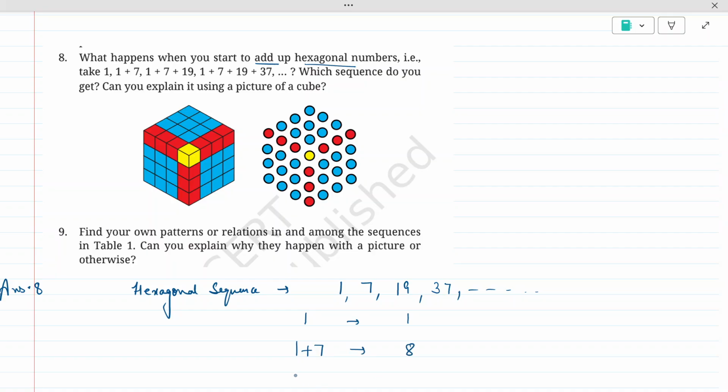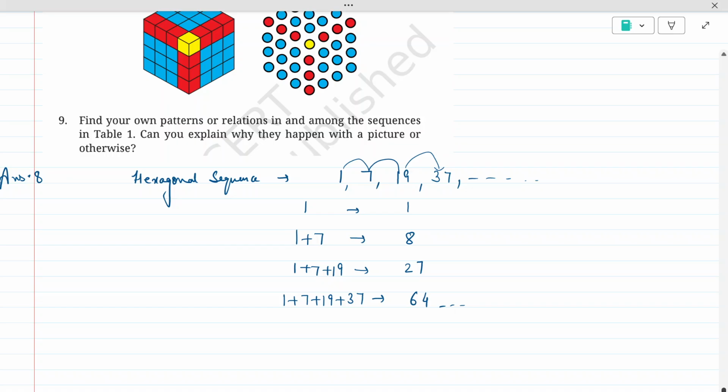Next we have 1 plus 7 plus 19. See, we are adding all these numbers up. First 1, then 1 plus 7, then 1 plus 7 plus 19. So here I will get 27. And then this number also we are going to add. So this will be 1 plus 7 plus 19 plus 37, which will give us 64. Okay. So we have added the hexagonal numbers up and we have got these numbers.